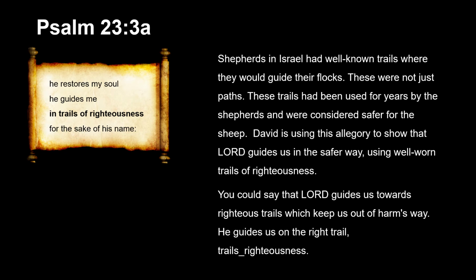Now let's look at Psalm 23:3a. He restores my soul. He guides me in trails of righteousness for the sake of his name. Shepherds in Israel had well-known trails where they would guide their flocks. These were not just paths that you walk on. These trails had been used for years by the shepherds and were considered safer for the sheep. David is using this allegory to show that the Lord guides us in the safer way using well-worn trails of righteousness. You could say that the Lord guides us toward righteous trails, which keeps us out of harm's way. He guides us on the right trail, trails righteousness.